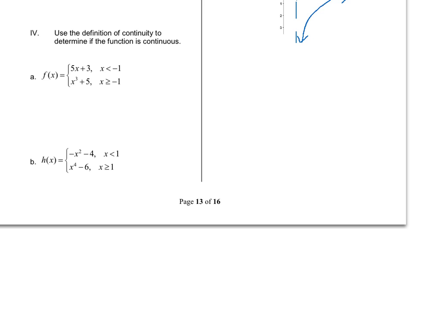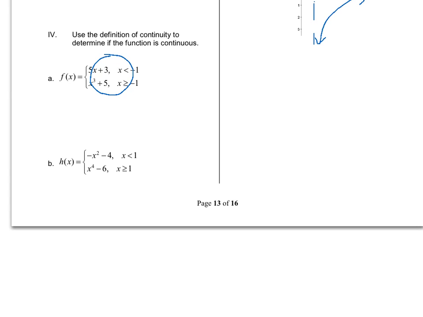Let's take a look. For part A and part B, we are looking at a piecewise function, and each piece by itself would be continuous: 5x plus 3 and x cubed plus 5, both perfectly fine, no possibility of any asymptotes or jumps on either of those pieces. So the question is, is the function continuous at x equals -1, where the split happens? Okay, so let's go ahead and take a look.